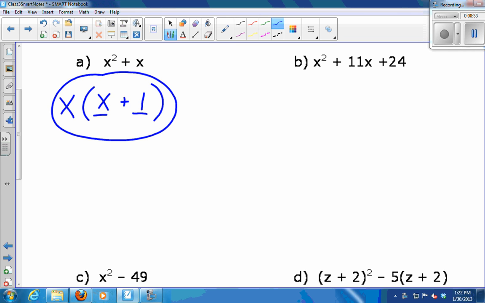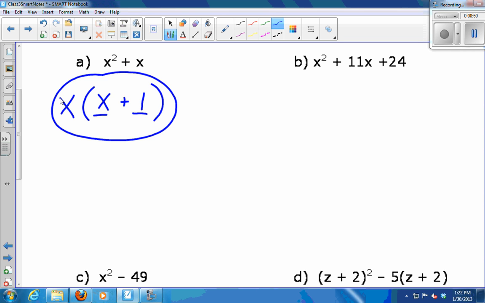So the directions factor, that means rewrite your expression as a multiplication problem. You want to rewrite it as something times something else. So we've got x squared plus x rewritten as x times x plus 1.